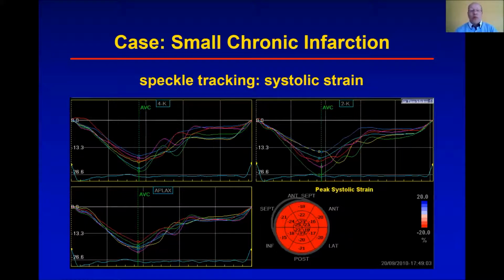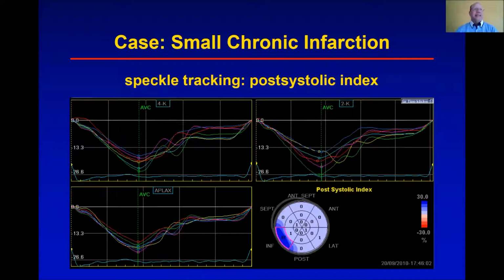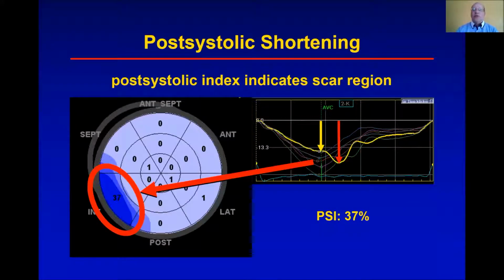But what I told you was you should look at patterns. So we have to choose another parameter. Peak systolic strain is not good. Go for post-systolic index, which describes the amount of post-systolic shortening relative to the rest of the deformation. And if we do that, then we suddenly see in one segment a blue region, and this blue region indicates that there is a lot of post-systolic shortening going on.